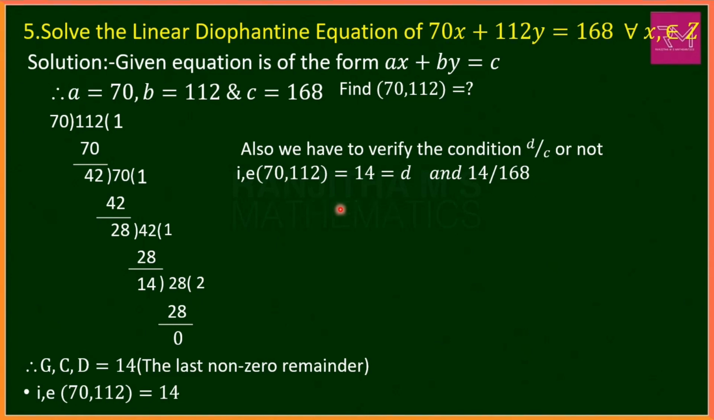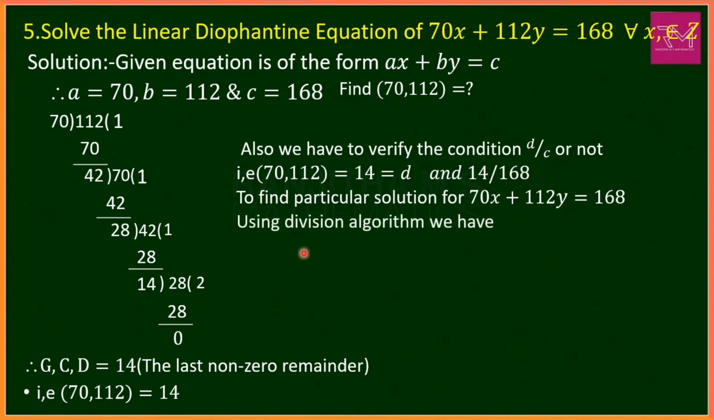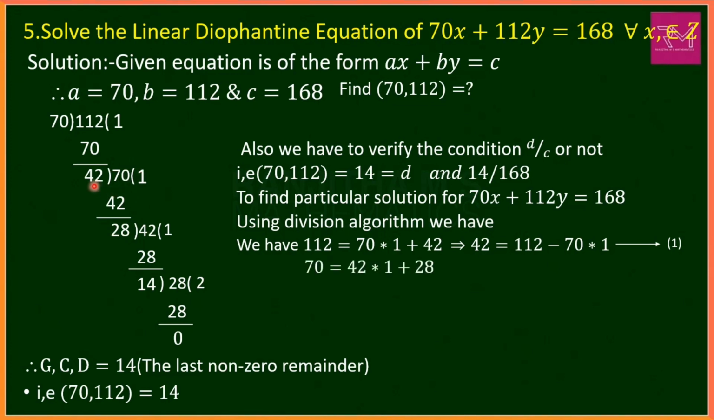Next step, we have to find the particular solution for the linear Diophantine equation 70x plus 112y is equal to 168 with the help of the division algorithm method. First apply the division algorithm method, we get 112 is equal to 70 into 1 plus 42, or we can take this as 42 is equal to, taking this value to the left hand side, that is 112 minus 70 into 1. Call this equation number 1. Next we apply the division algorithm method for 70, which is equal to 42 into 1 plus 28, or we can take this as 28 is equal to 70 minus 42 into 1. Call this equation number 2.